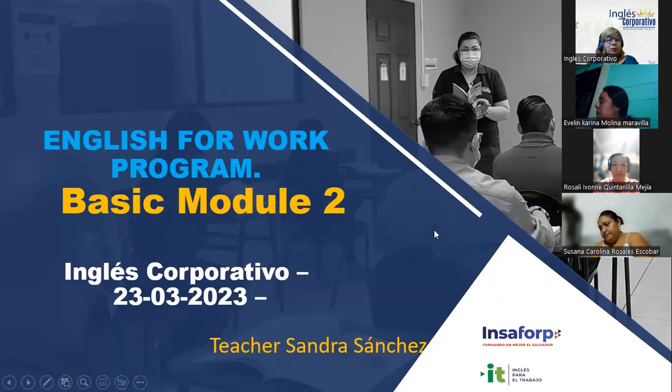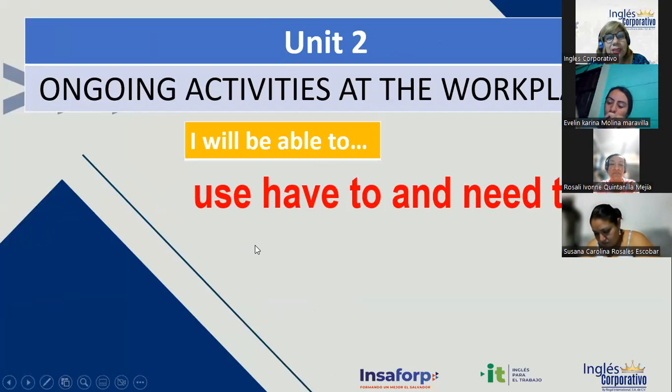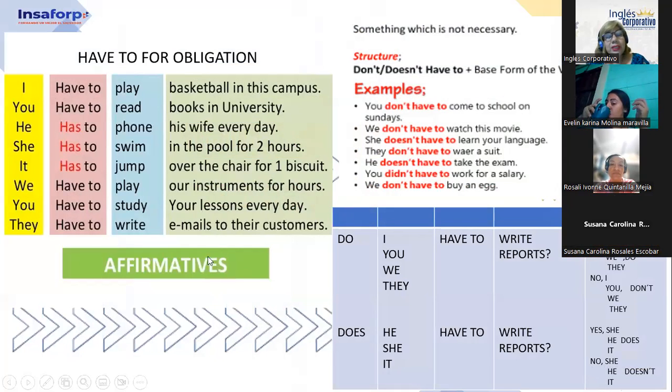Okay, today we continue with the topic that we started yesterday. So it's like a review and practice. Okay, what was the topic? Have to and need to. And so today we are going to continue and practice, more practice. Okay, unit number two, ongoing activities at the workplace, and the objective is use have to and need to. So we are going to do a review.